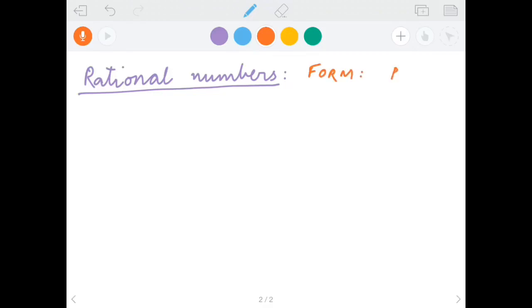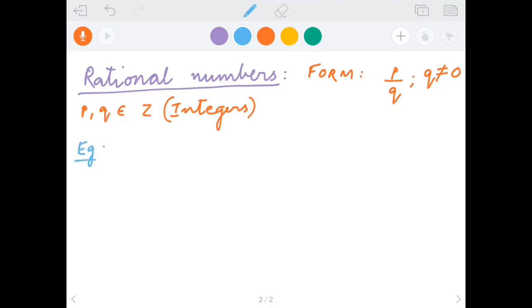First, let us look at what the form is going to be. Every rational number is always of the form p by q, and q should never be equal to 0. And the other condition that you should always keep in mind is p and q must be integers. You cannot have them in any other form except integers.